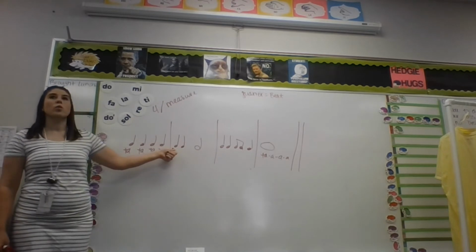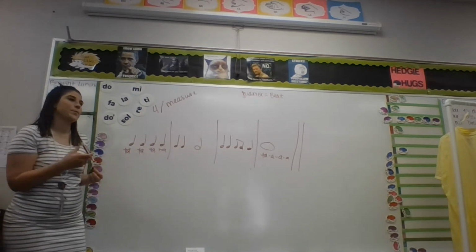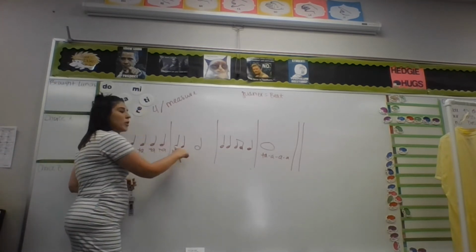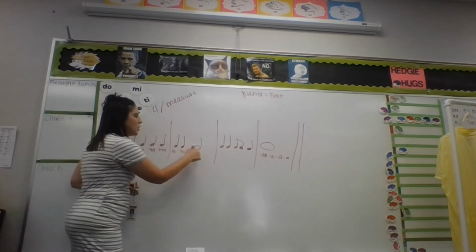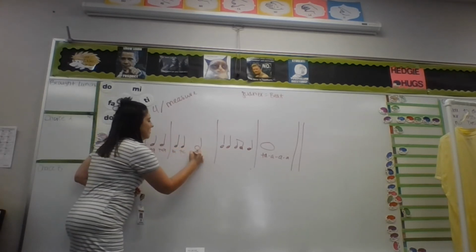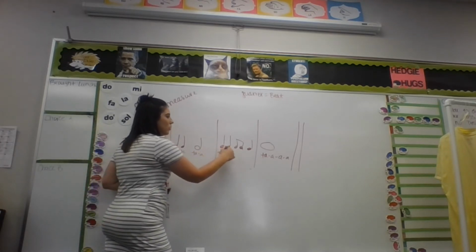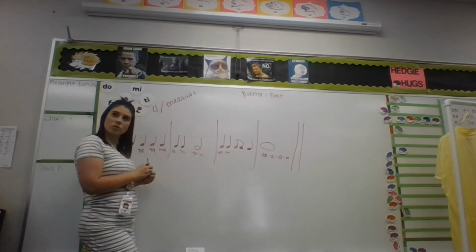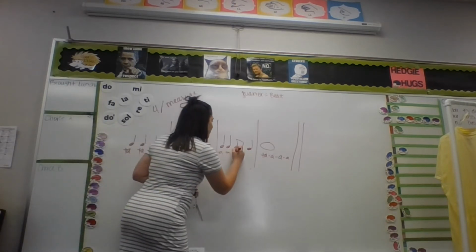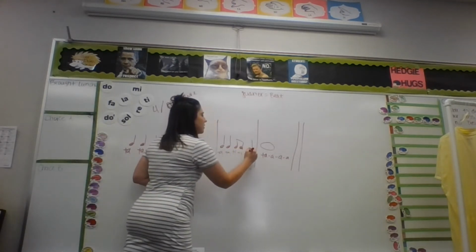We have a quarter note, 1 beat, 1 sound. What is it? Ta. Quarter note? Ta. Half note? Ta, ah. Quarter note? Ta. Quarter note? Ta. Eighth notes. T, T. Very good.